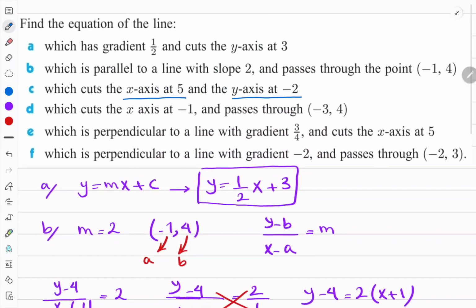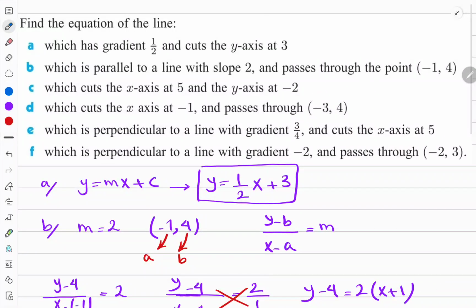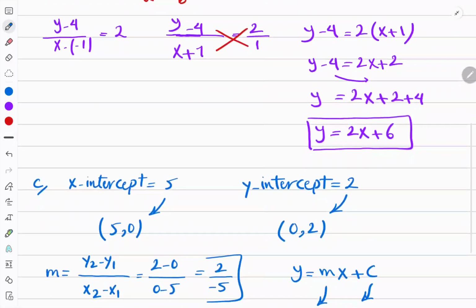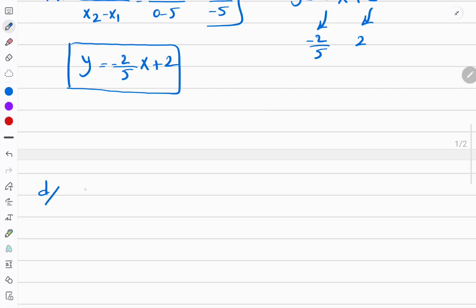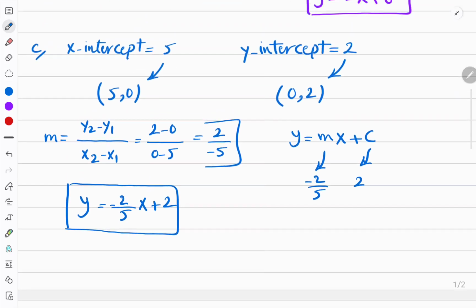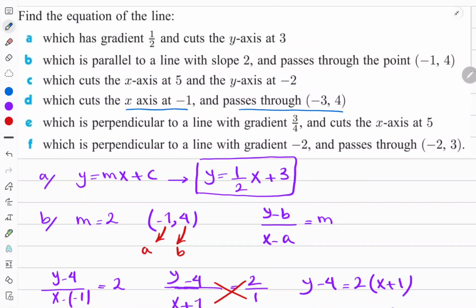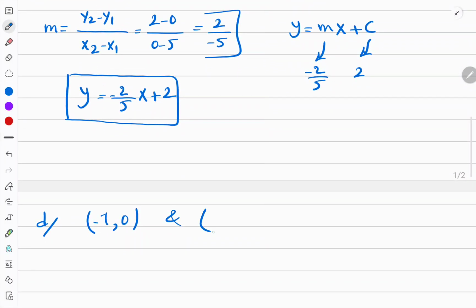And now we are going to part D. Okay, finding the equation of the line which cuts the x-axis at negative 1. So x-intercept is negative 1 and passes through negative 3 and 4. Okay, so for part D, the x-intercept is negative 1. In fact, this is negative 1 and 0, this point. And the second point was negative 3 and 4.